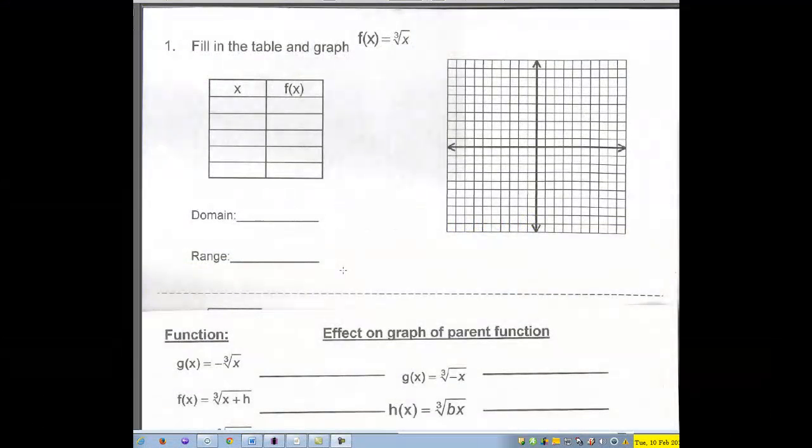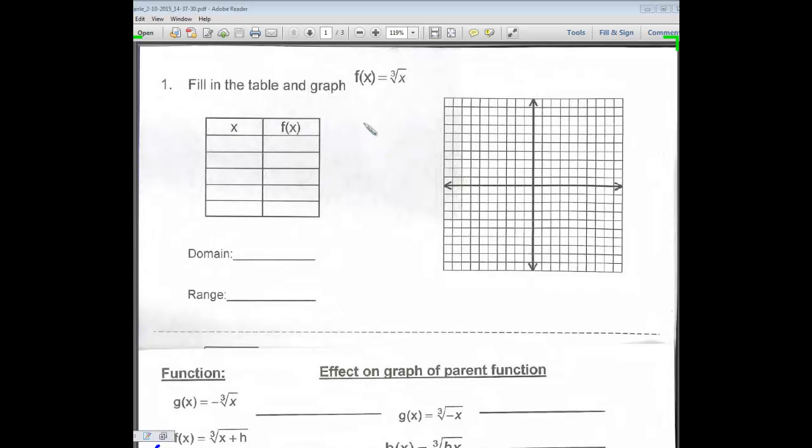To begin, let's look at the parent function of the cubic function. Let's start by filling in the graph of the parent cubic function. And we're going to use -8, -1, 0, 1, and 8.